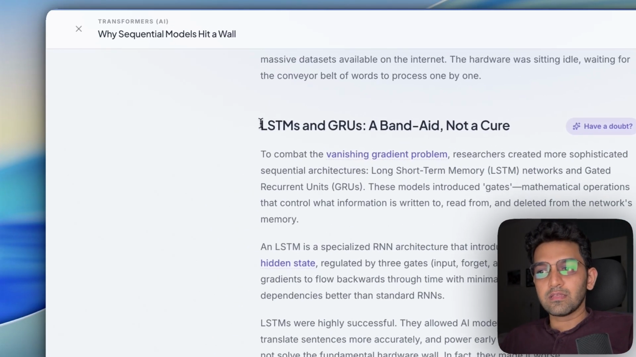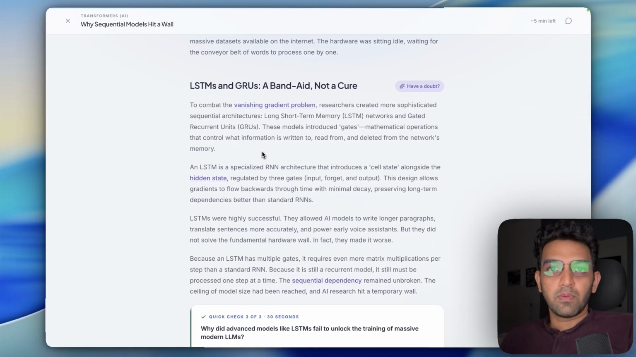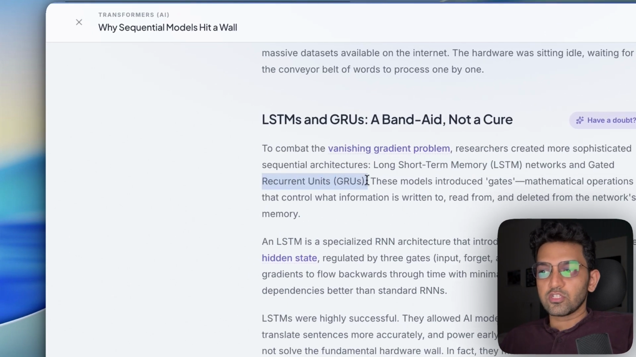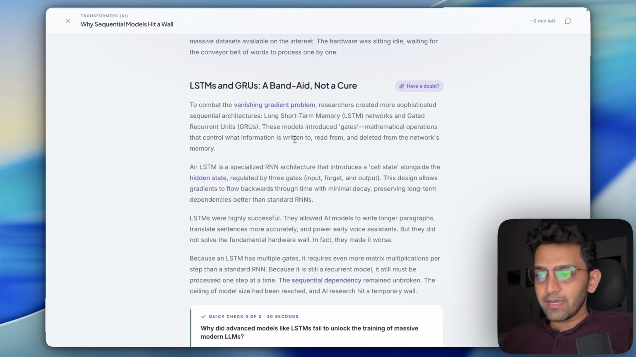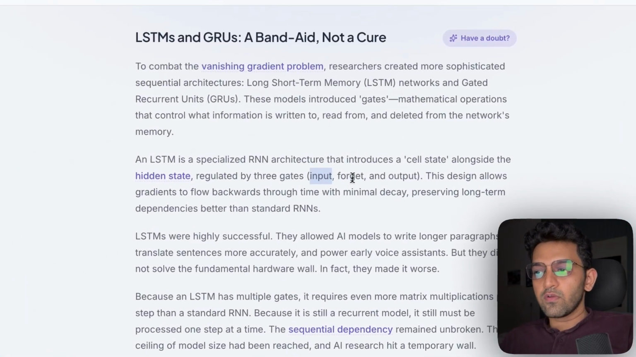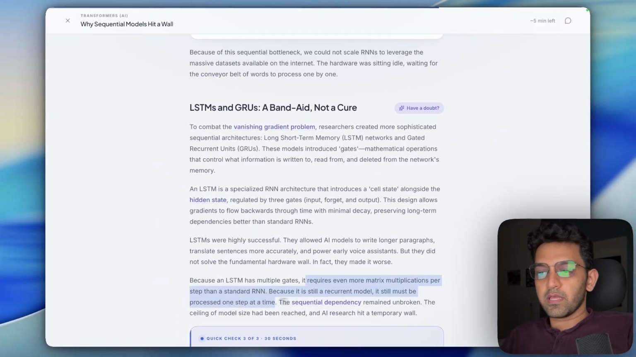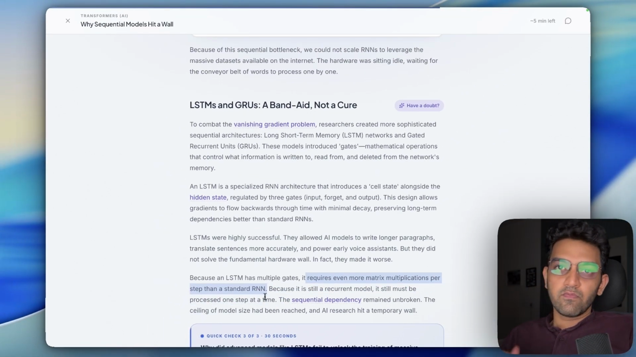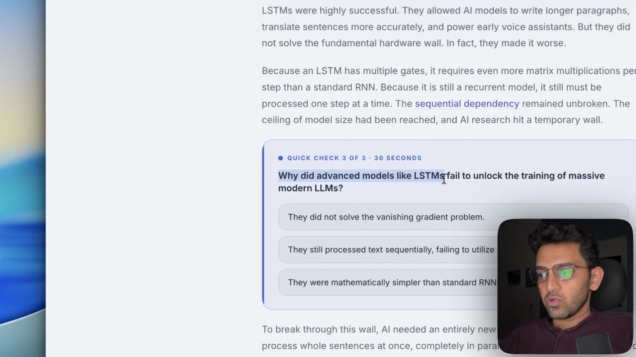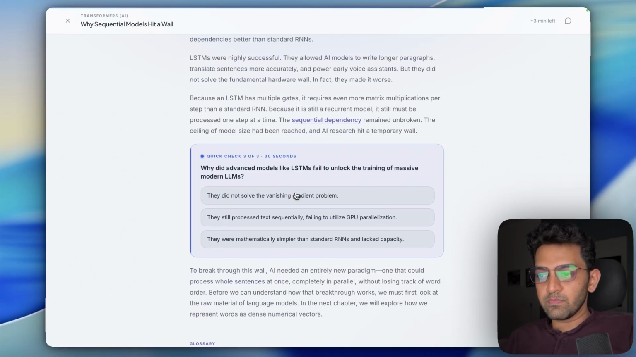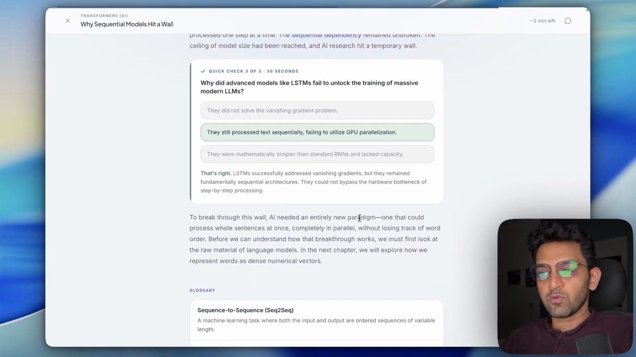To fix the vanishing gradient problem, LSTMs and GRUs were created by researchers, meaning long short-term memory and gated recurrent units. These models introduce something called gates: gates for input, forget, and output. The only problem with LSTMs was that they required even more matrix multiplication per step than a standard RNN. So the problem with taking advantage of GPUs was even higher for LSTMs, while they did reduce the vanishing gradient problem. The quick check-in is also asking the same question: why did it fail to unlock the training of massive modern LLMs? Because of failing to utilize GPU parallelization.